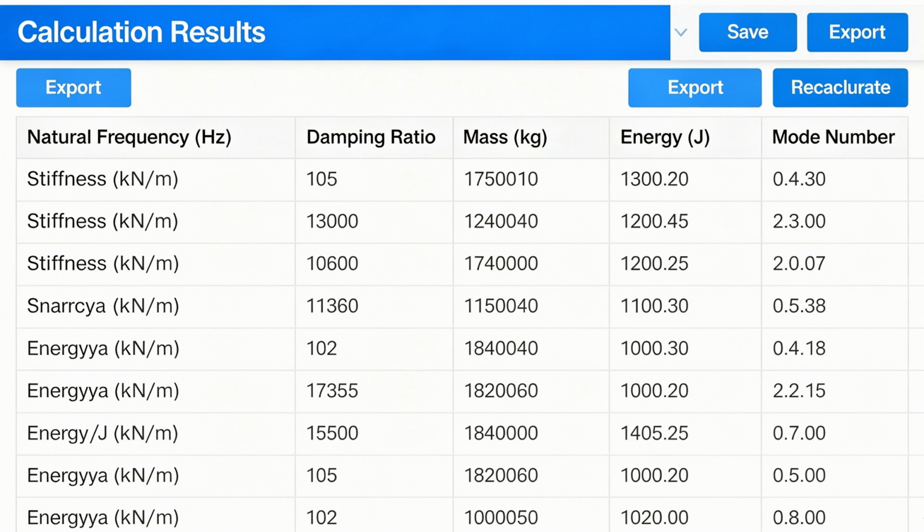The calculator also provides additional torsional parameters based on the material properties and geometry you've entered, giving you a complete analysis of your shaft system.